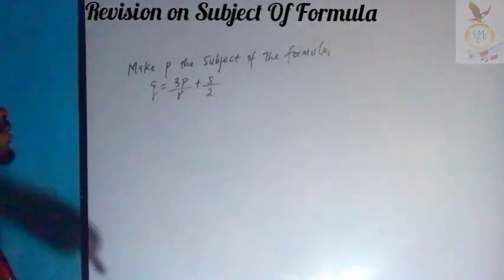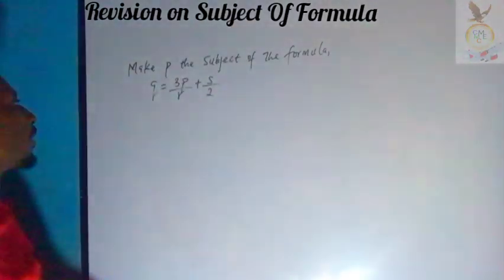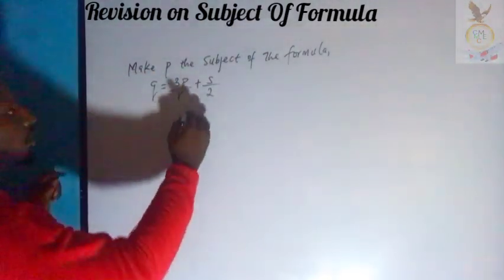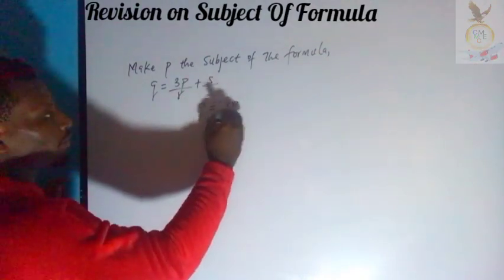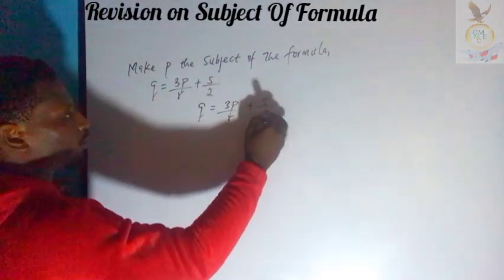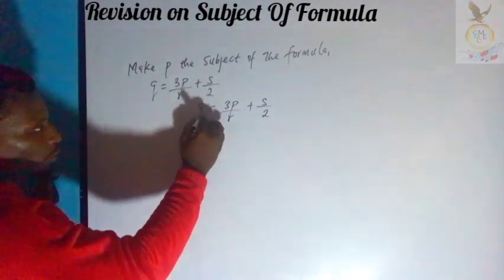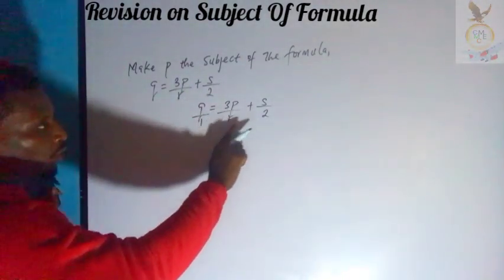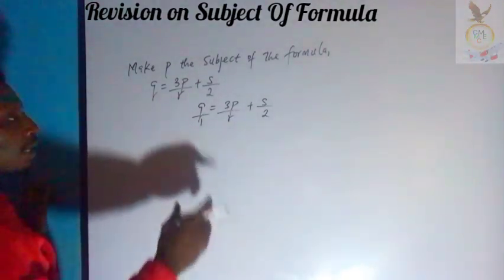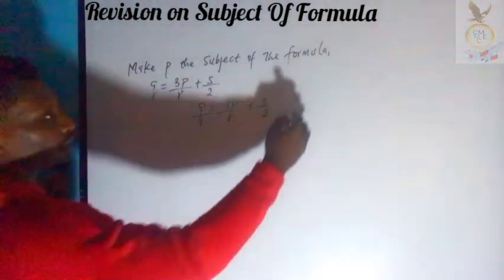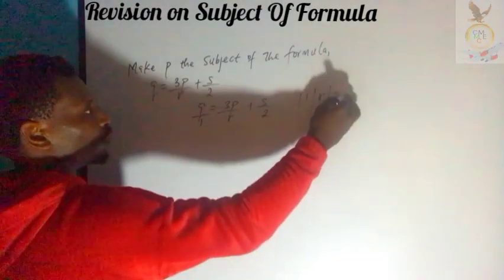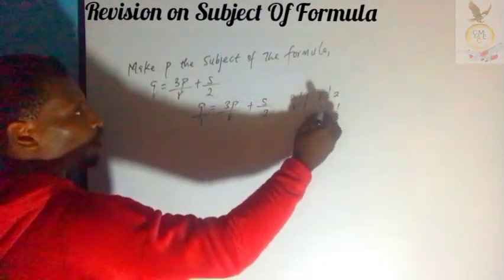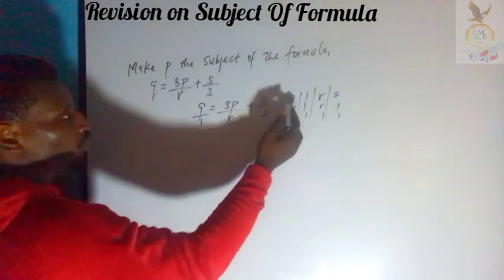So here is the third question: make p the subject of the formula. That is q is equal to 3p divided by r plus s divided by 2. I'll just put q over 1 and find the LCM of the denominators, that is the LCM of 1, r, and 2. After getting the LCM, I'm going to multiply it through. So the LCM of 1, r, and 2 is 2r.